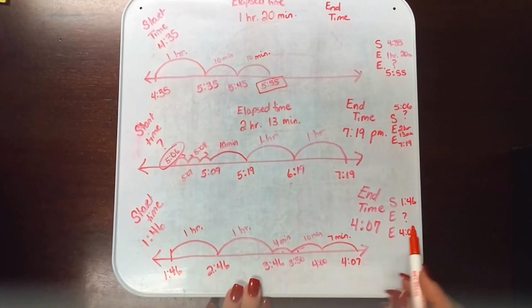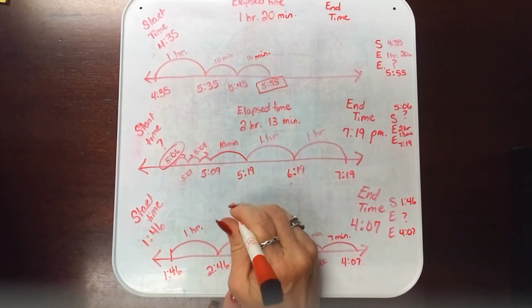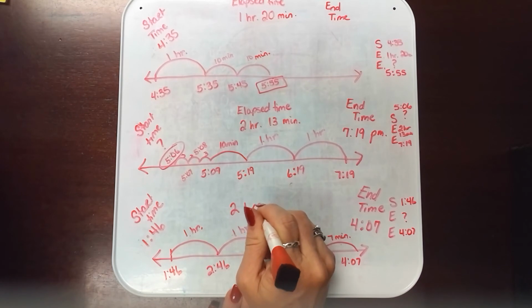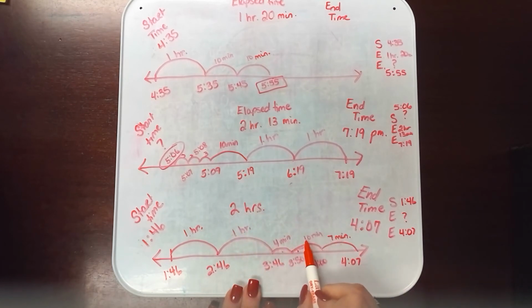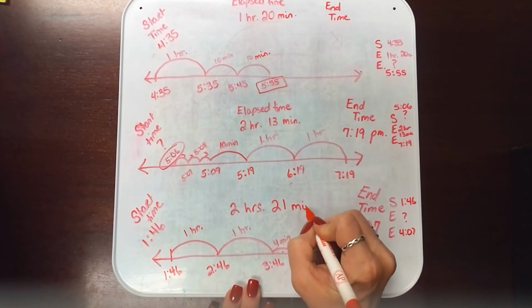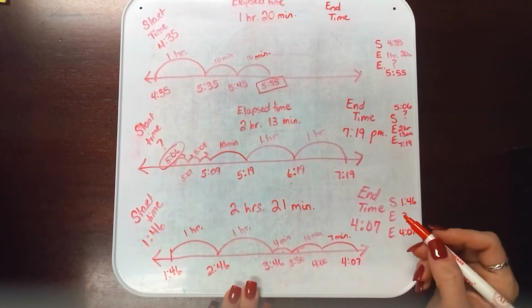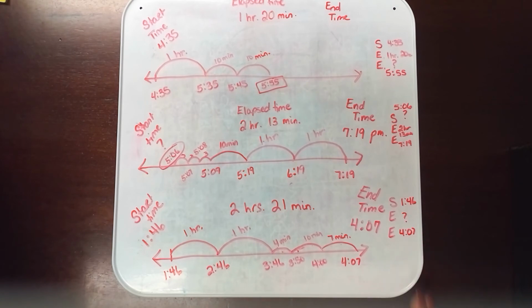So to find my elapsed time, I would add all my jumps up. 2 hours, 10 plus 4 is 14, plus 7 is 21 minutes. 2 hours, 21 minutes is my elapsed time. All right, so that's how we do elapsed time.